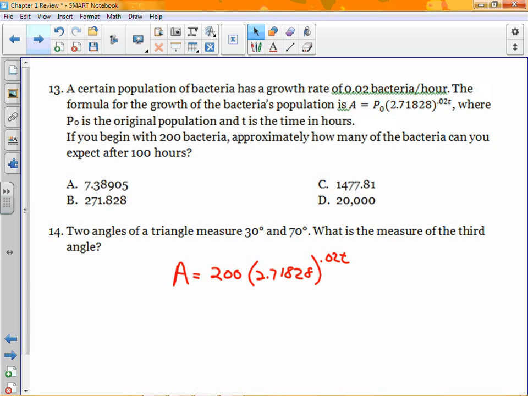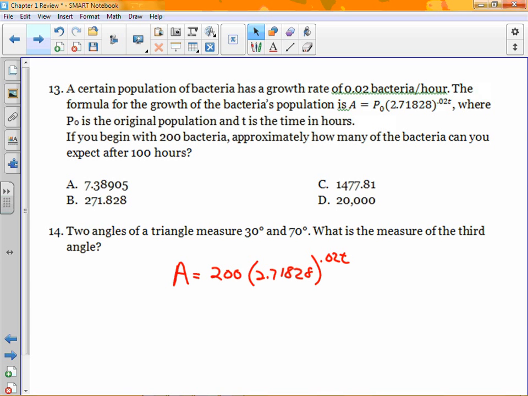And approximately how many can you expect after 100 hours? All we've got to do is plug in 100 right there. So 0.02 times 100 should be 2, shouldn't it? So 200 times 2.27, it's got to be, what is it? Is it B? So 200 times 2.27, no, it's going to be bigger than that.